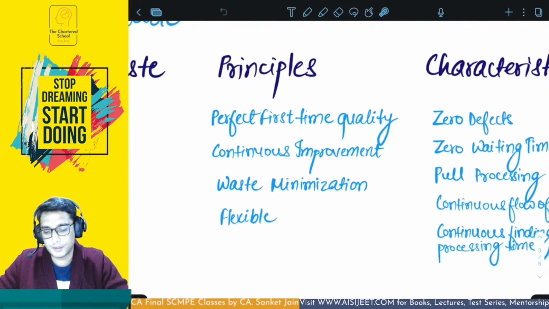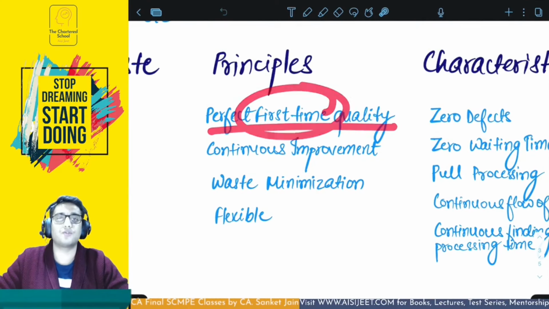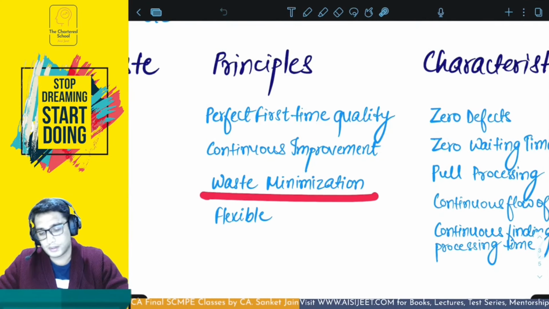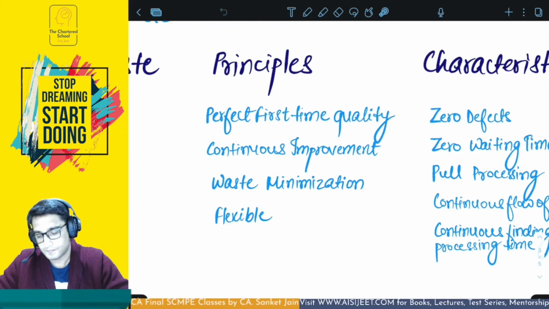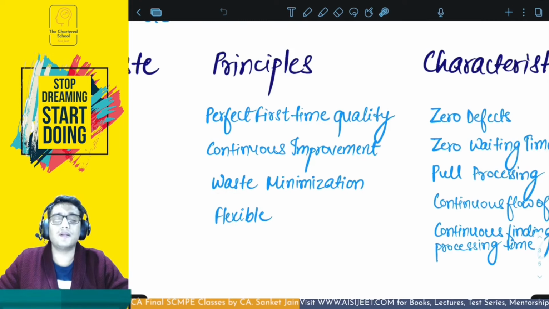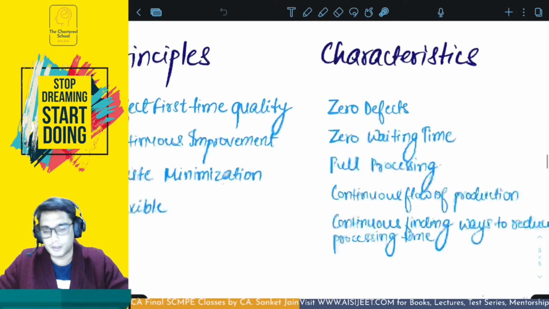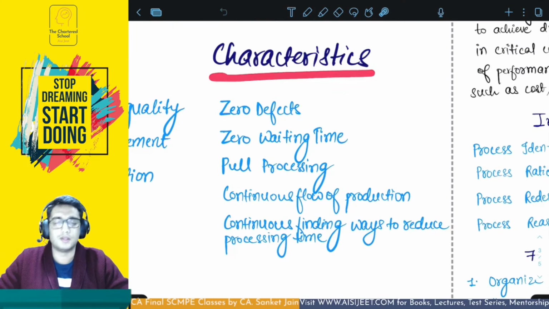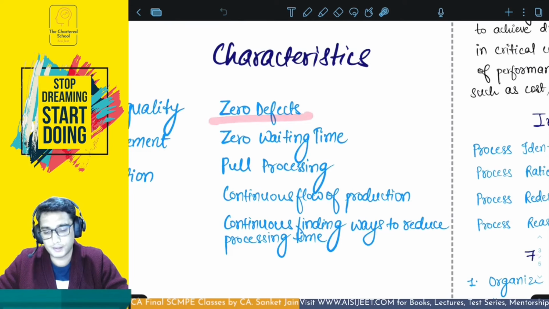Now there are certain principles of lean system. First is that your quality should be perfect right the first time so that there is no wastage. Then of course it is ultimately leading to waste minimization. You want to reduce it as much as you can. For this you have to continuously improve, so it focuses on continuous improvement. And then the organization has to have a flexible operational process so that it can adapt to the changing environment.